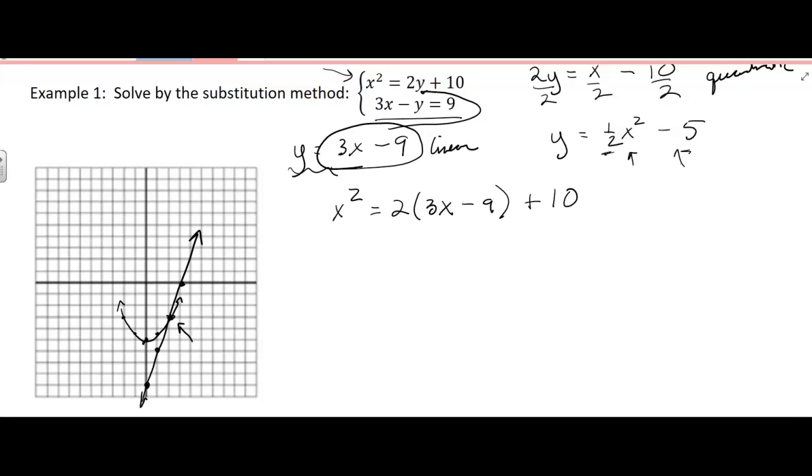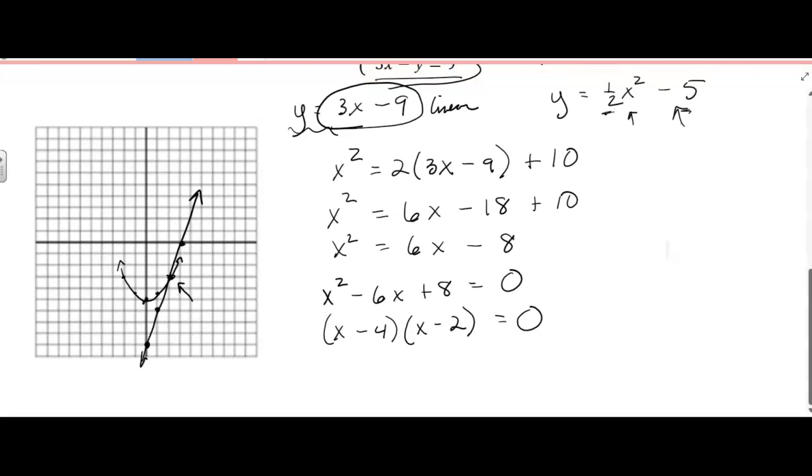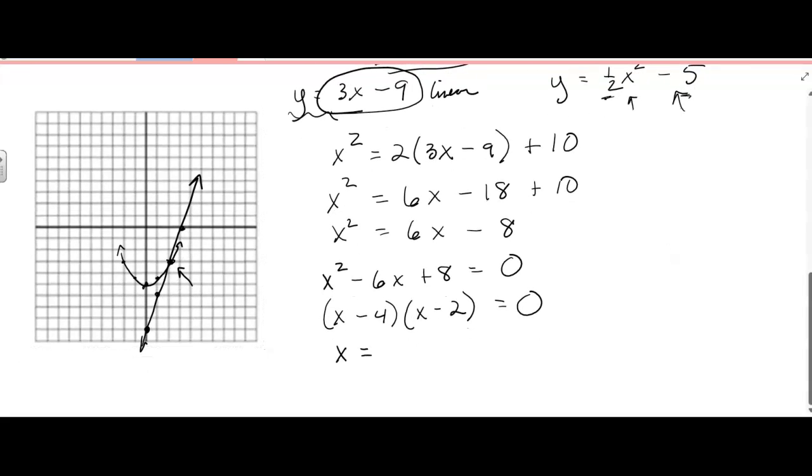Now, why didn't I go to this equation over here? I could have, but I didn't. Okay, so let's see what happens here. x squared equals 6x minus 18 plus 10, or x squared equals 6x minus 8. So if I get everything on one side, it is quadratic. x squared minus 6x plus 8 equals 0. And that's going to factor into x minus 4 and x minus 2. And so I get x equals 4 and 2.